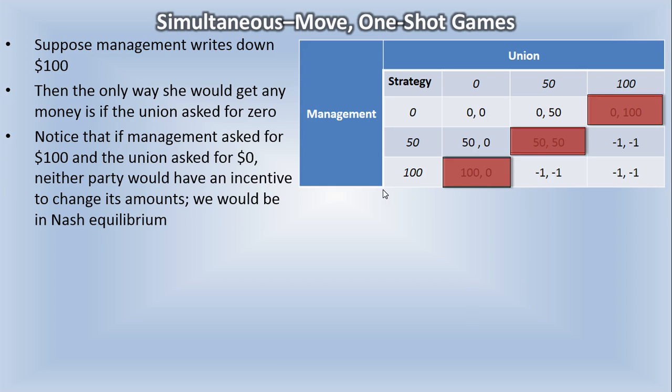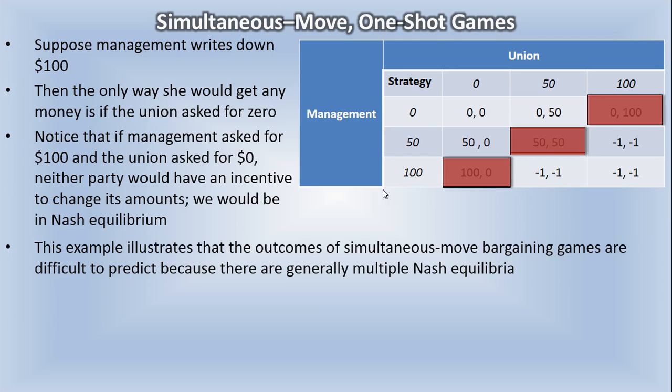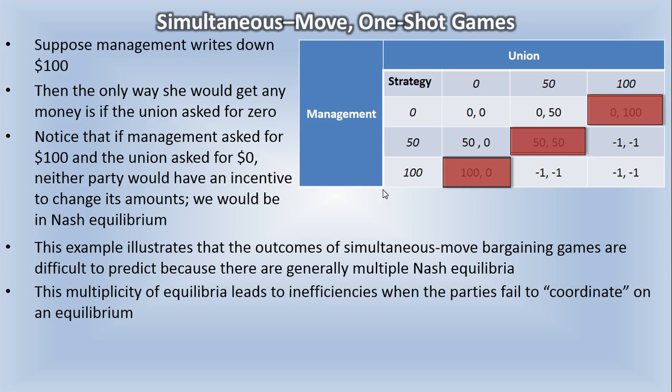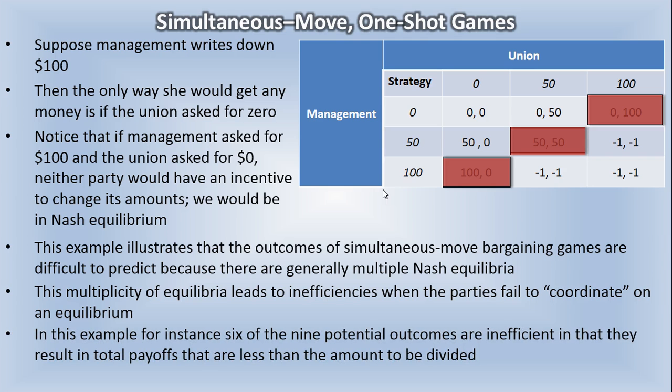Again, we weren't able to say exactly what the outcome of this bargaining game is, but we were able to narrow it down to the 3 possible outcomes. And so again, that's where the usefulness of the Nash equilibria would be. So this example illustrates that the outcome of simultaneous move bargaining games is difficult to predict because there are generally multiple Nash equilibria. This multiplicity of equilibria leads to inefficiencies when the parties fail to coordinate on an equilibrium. In this example, for instance, 6 of the 9 potential outcomes are inefficient in that they result in total payoffs that are less than the amount that could be divided.